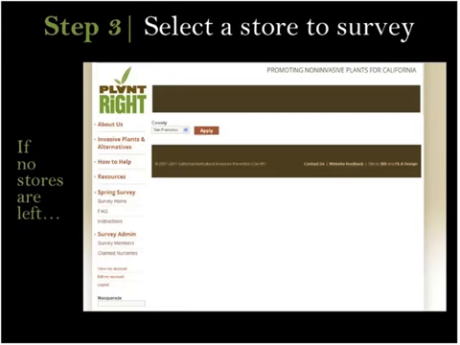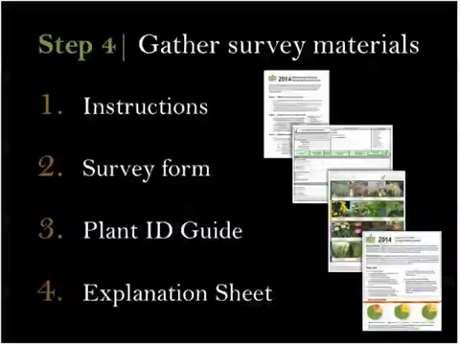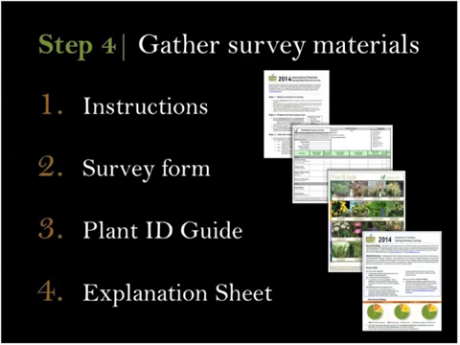So after you select your store, the next step will be to gather your survey materials. What you see here on the screen, I'll go into more detail on these, but what you see here are the survey instructions, the survey form, a plant ID guide, and an explanation sheet. Like I said earlier, these materials will be found on our website on the instruction page and also in the Survey Materials tab on the left side of the screen. We recommend that you print these and take them with you to your store, and specifically with the Plant ID guide, we recommend you print it in color to help you identify certain plants.